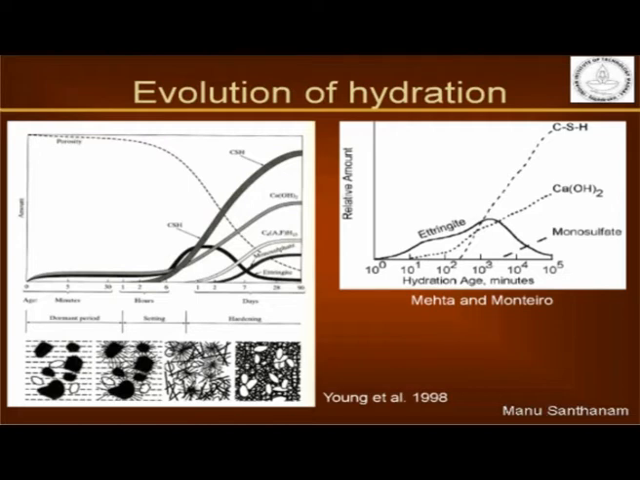The right side graph is also showing you the same picture from a different textbook. Okay, all this is showing you is how these other phases are developing and ettringite is reducing with time. So the same sort of chart is being presented on this side also.